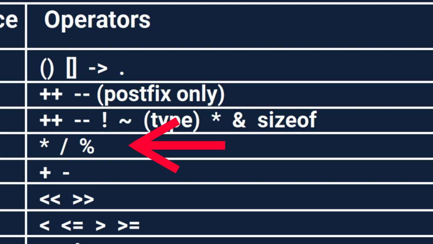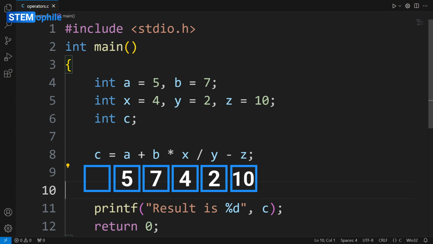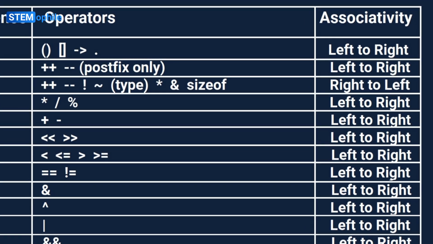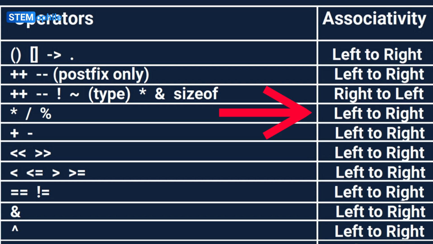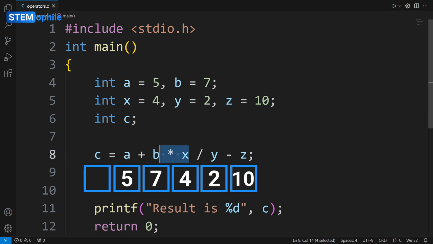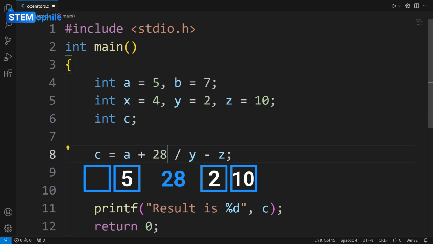Here's the order. Multiplication, division, and modulus have higher priority. Plus and minus have lower priority. So in this expression, multiplication and division have higher priority and will be solved first. If two operators have the same priority, like multiplication and division, they are solved from left to right. Let's solve the multiplication first. 7 multiplied by 4 equals 28.